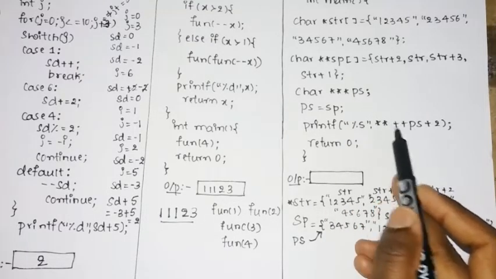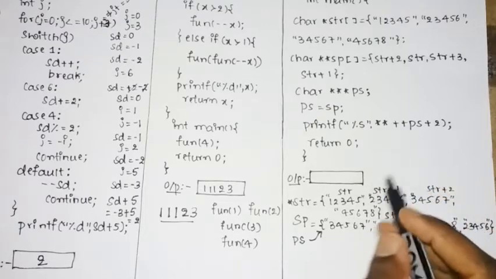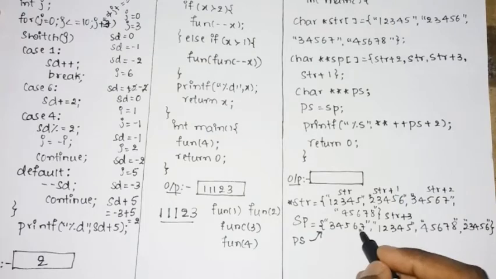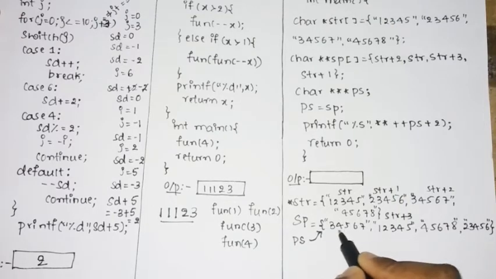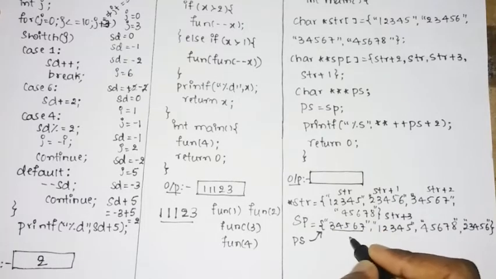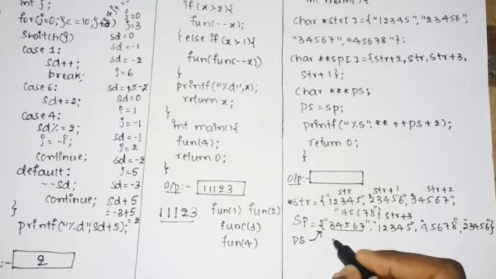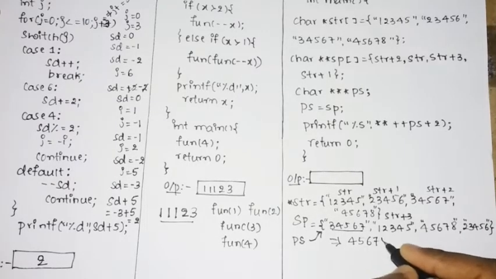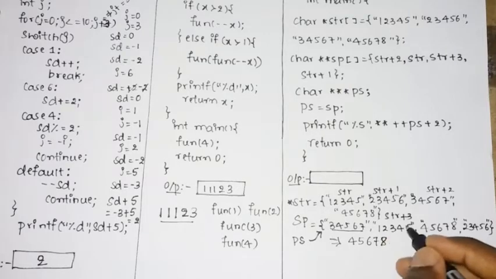So here initially we have a pre-increment, ps plus plus. Initially you are going to increment the value by 1. We shall consider the first string, 3 4 5 6 7. You are going to increment the value by 1, which will be 4 5 6 7 as well as 8.